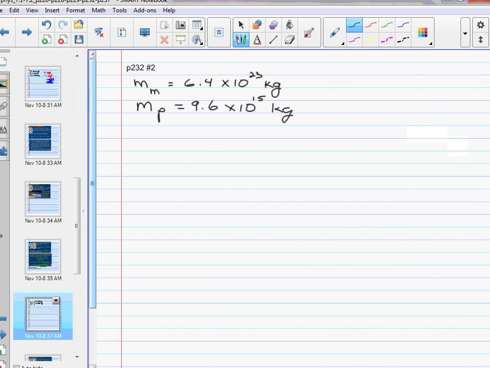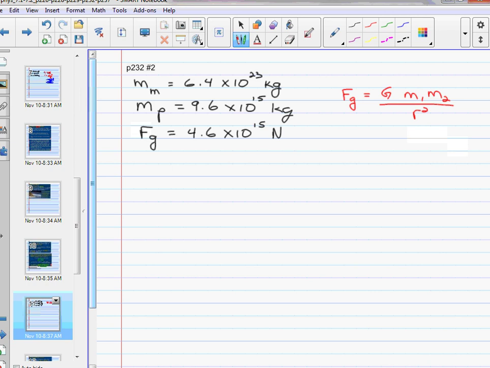If the magnitude of the gravitational force between the two bodies is 4.6 times 10 to the 15 newtons, what is the radius? How far apart are Mars and Phobos? They want another radius. F sub g, gravitational force equals, what's the formula? Gravitational constant times M1 times M2 over R squared. There you go.